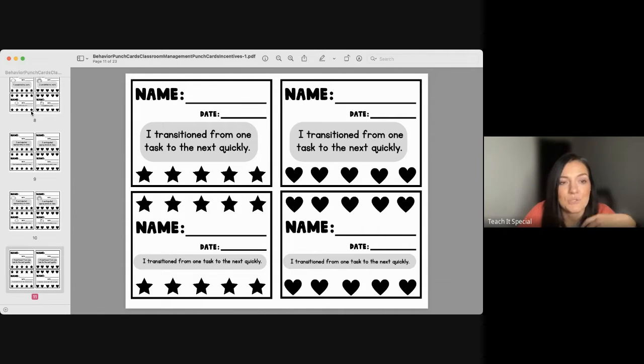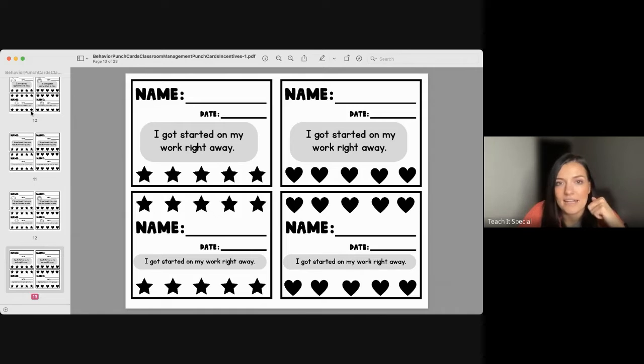Maybe they have to transition within a minute. Maybe they have to transition within 2 minutes. Whatever it is, you can clearly identify that. I got started on my work right away. Maybe the student really pushes back and just doesn't want to get started on morning work, get started on math.